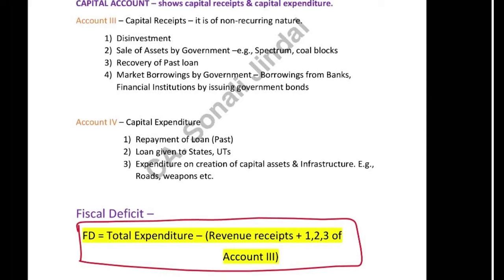Let's do fiscal deficit from the document. Firstly, we need to see capital receipts. These are non-recurring in nature. These include disinvestment, that is sale by the government of its shareholding. For example, recently Air India.